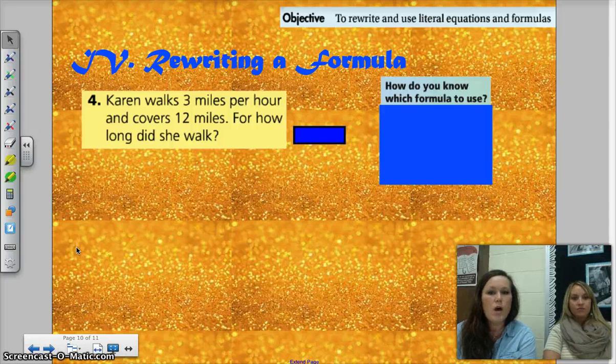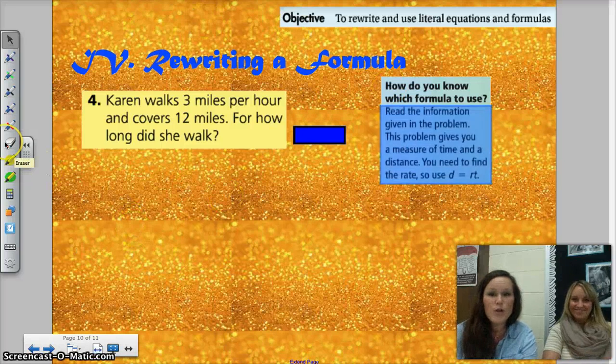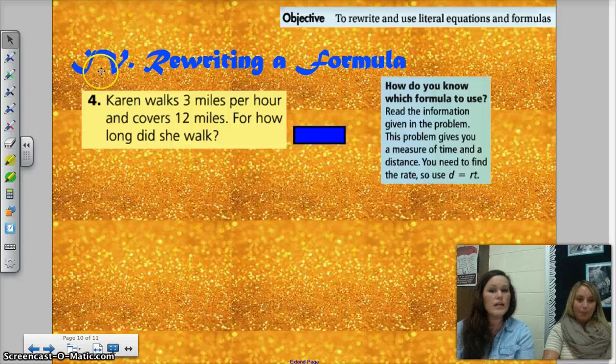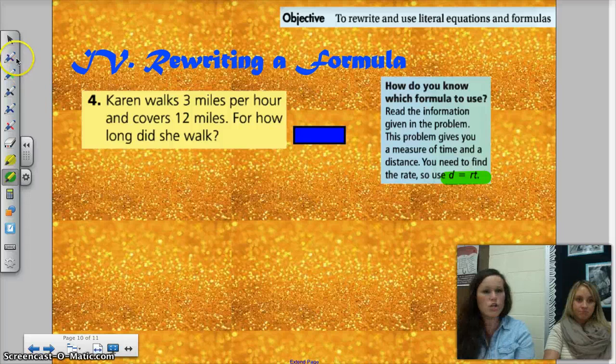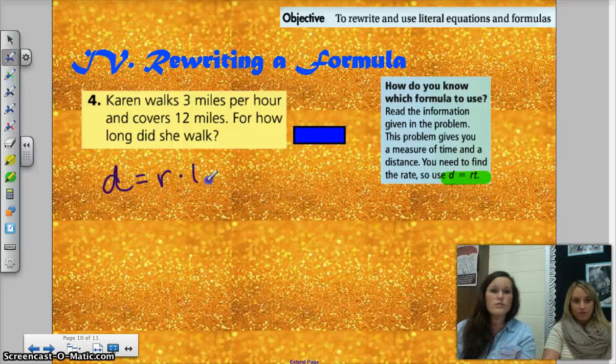Karen walks 3 miles per hour and covers 12 miles. For how long did she walk? How do you know which formula to use? Let's look at what we wrote. Read the information given in the problem. This problem gives you a measure of time and distance, so we need to use D equals RT. That's on the chart on page 210. Distance equals rate times time. I'm trying to find how long she walked. That's a science one too.